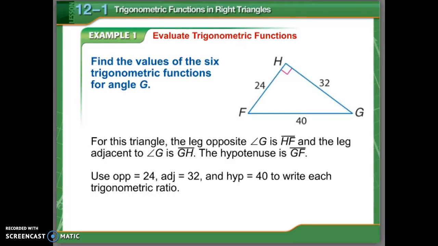For this triangle, the leg opposite angle G is 24. The adjacent one, the side that's closest to it that's not the hypotenuse, is 32. And 40 is the hypotenuse because it's across from the right angle. So we're going to use opposite side is 24, adjacent side is 32, and the hypotenuse is 40. Now we're going to write each of our 6 ratios.